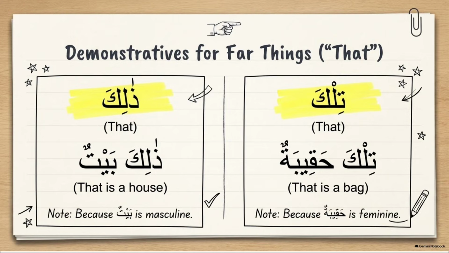Now, what if the object is far away? In English, we just swap this for that. Well, in Arabic, that same golden gender rule still applies.